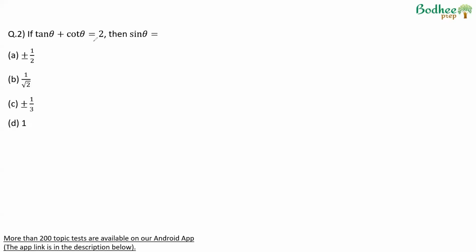Tan theta plus cot theta is 2, and we have to find sin theta. Now, we have tan and cot given. Cot is nothing but 1 by tan. So if we change this to tan, the entire equation will be in tan theta, from where we can find out the value of theta probably. So, we write this as tan theta plus 1 upon tan theta is equal to 2. Now, x plus 1 by x is 2 when x is equal to 1. So, tan theta is 1. And from there, we get theta as pi by 4, 45 degrees. And therefore, sin theta could be plus minus 1 by root 2.